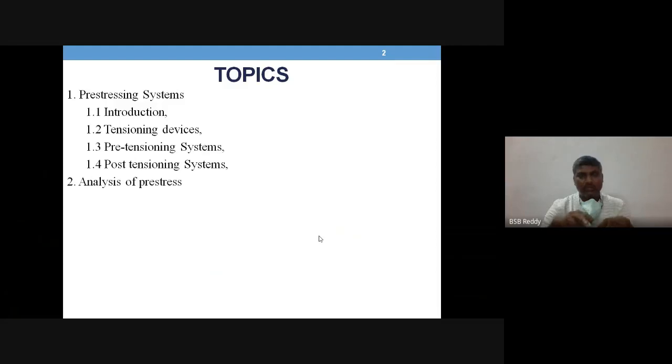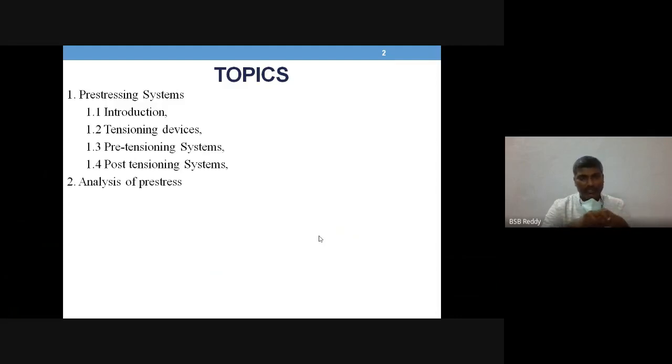So we'll talk about what tensioning devices are available, what types of tensioning devices are available, and also there are two types of pre-stressing. One is pre-tensioning, another one is post-tensioning. So we'll talk about what systems we take for pre-tensioning and what systems are available for post-tensioning. Okay, so pre-stress is induced in two ways. One is pre-tensioning, another one is post-tensioning, right?